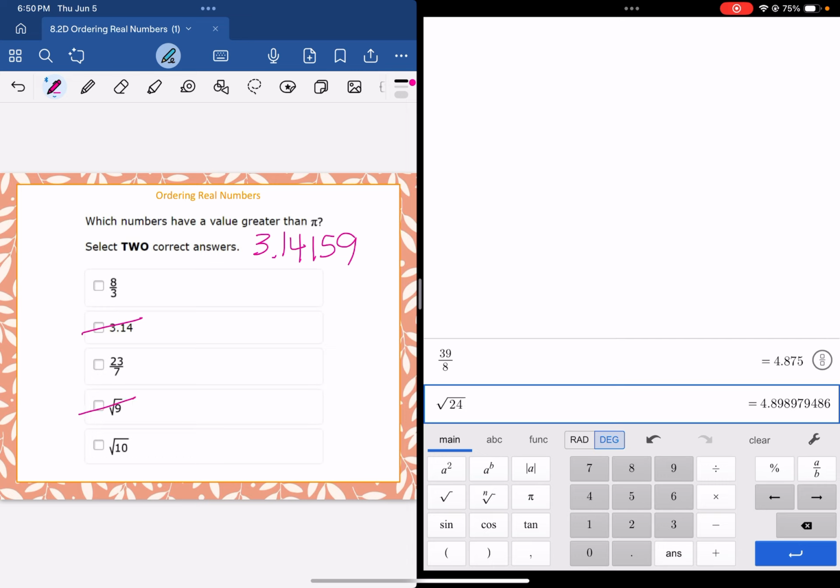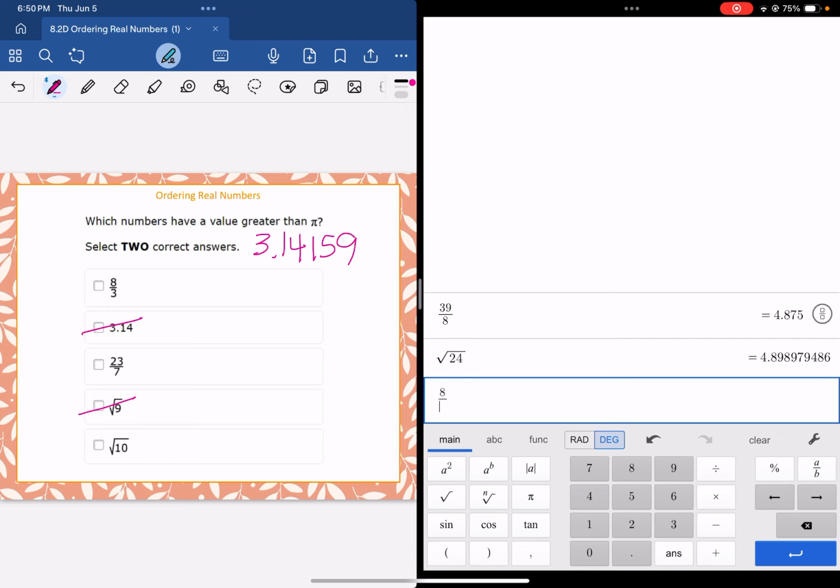Okay, so now we're going to go 8 divided by 3. Well, it's 2. The fact that it starts with 2, I don't have to do anything. I already know that that's not greater. So I'm going to scratch that one out, and then the only 2 answers that it could be are the third and the fifth. All right, and so you always got to make sure you select both so you can get full credit. These are problems from an old 8th grade STAAR test.